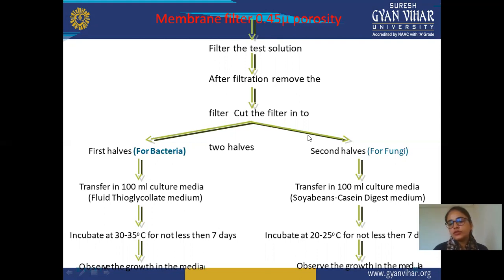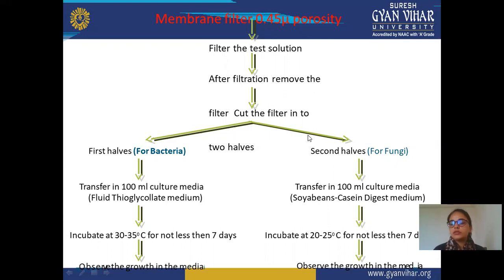Next, the second half is used for fungal growth, and this is transferred into 100 ml culture medium. A similar procedure is used, but you change the culture medium. For bacteria, we use fluid thioglycollate medium. For fungi, we use soybean casein digest medium, and incubate at 20 to 25 degrees Celsius for not less than 7 days. Minimum 7 days incubation is required, but the temperature for bacteria is higher, 30 to 35, while for fungi we use a lower temperature, between 20 to 25 degrees Celsius.